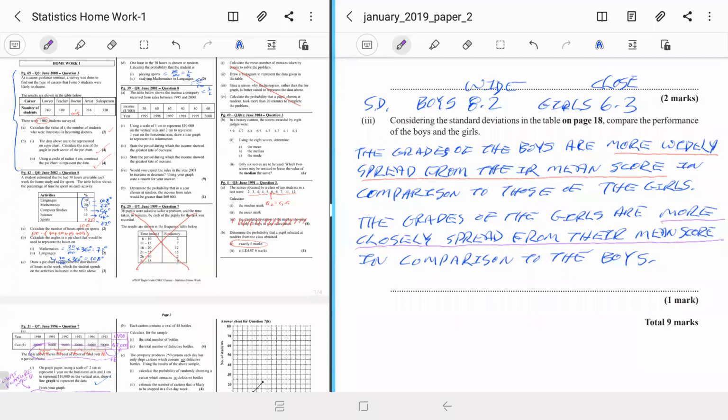I want to see your own words, the explanation for this standard deviation question. Compare the boys who have 8.2 standard deviation with the girls who have 6.3 standard deviation. Write it out and send it to me in your own words. That is the end of class today.